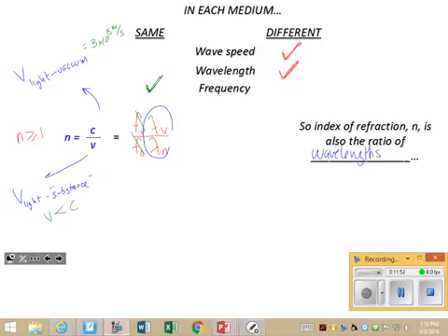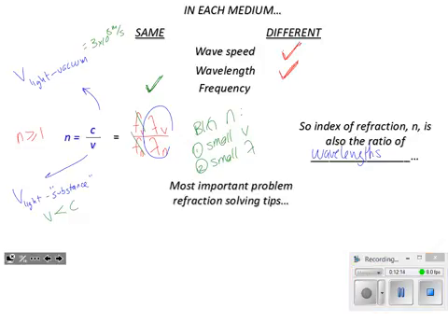So just remember that one, big N, means two things. One, small speed. Two, small wavelength. Okay? Okay.